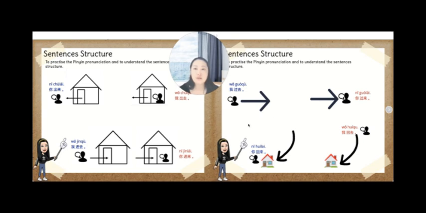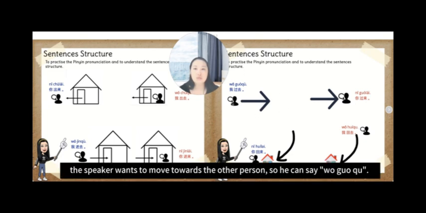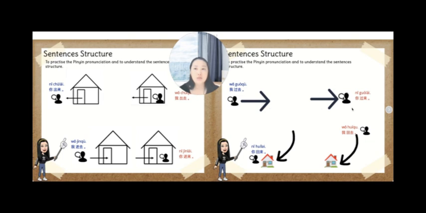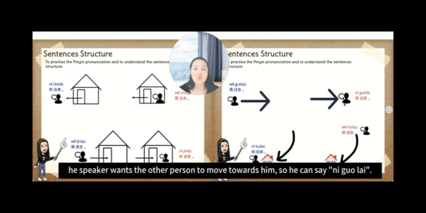Alright, so let's move on to the next page. Please look at the word 过 here. It means go over. So at the top left picture, the speaker wants to move towards another person. Then he can say 我过去. 我过去. So in the top right picture, now the speaker wants the other guy to move towards the speaker. So he can say 你过来. 你过来.